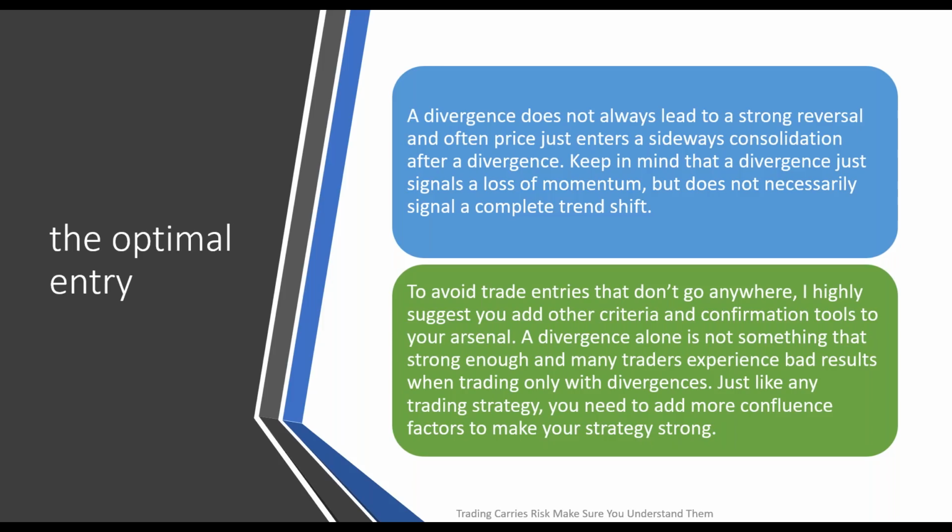Well, divergence kind of tells us when the price movement is losing its momentum. It doesn't tell us at what point it's going to actually flip over. But when you can tell that it's losing momentum and a trend is about to shift, it's giving you a lot of information. To avoid trade entries that don't go anywhere, I highly suggest you add other criteria and confirmation tools to your arsenal. A divergence alone is not something that's strong enough, and many traders experience bad results when trading only with divergence. It's one of the reasons MACD is such a great indicator.